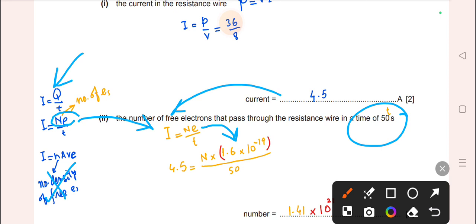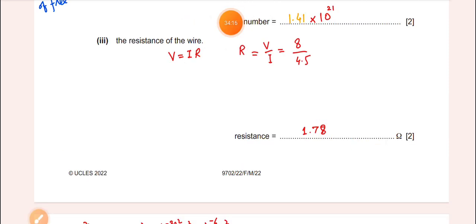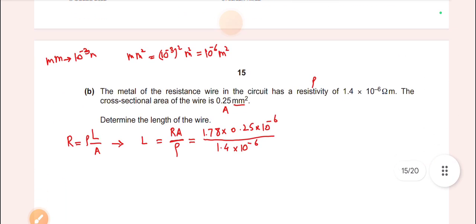Now the resistance, V is equal to IR, so the resistance will be equal to V over I. The voltage is 8, the current we calculated was 4.5. It's quite easy. The next part, the metal of the resistance wire has the resistivity and cross-section area, determine the length, and the formula is resistance is equal to rho L over A. So if you make L the subject, the length we have to find, resistance is given, area is given, and the only point here is actually this area.